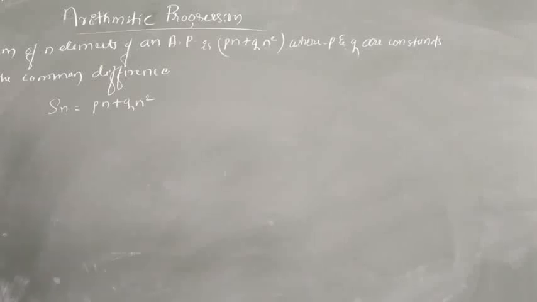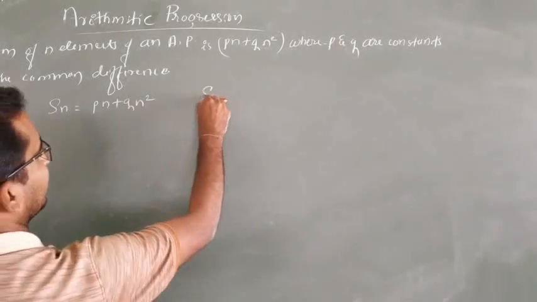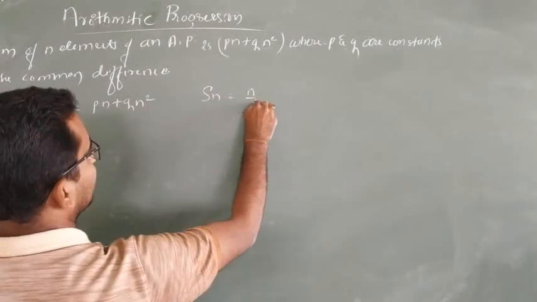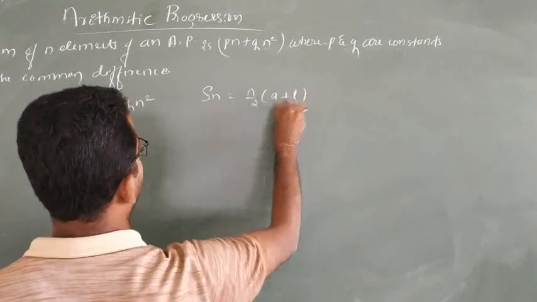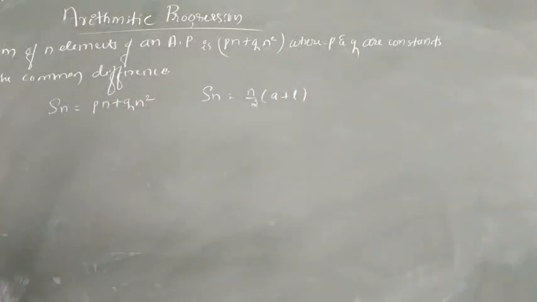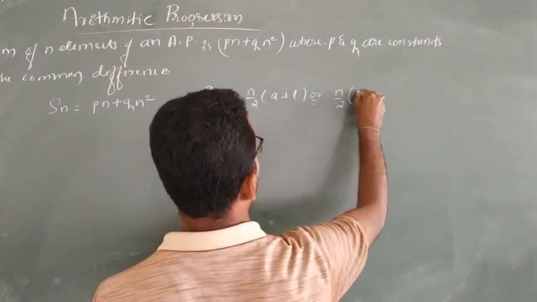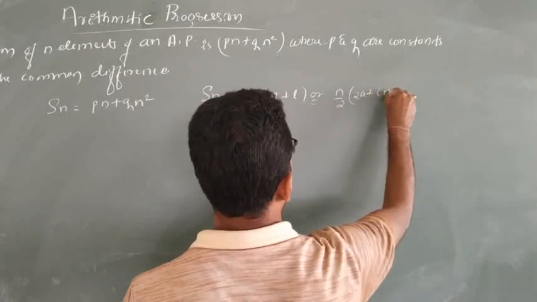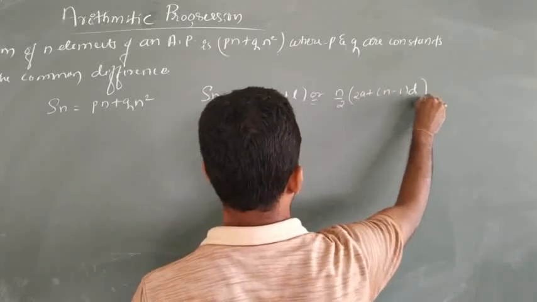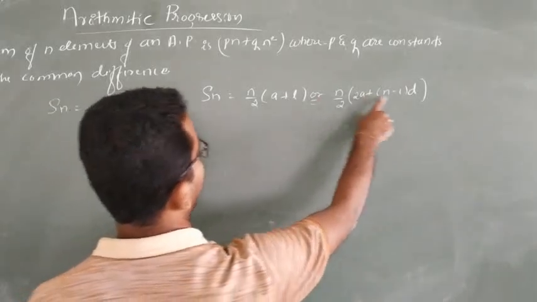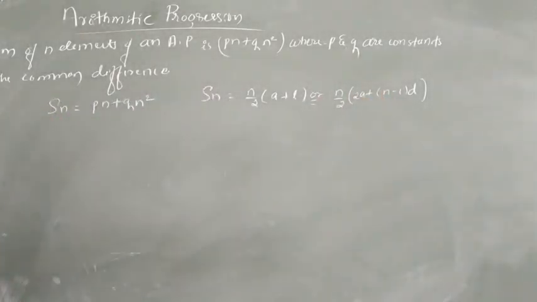Okay. So what is the formula for Sn? That is n by 2 into a plus L. Now what do I have to find out? What can we write instead of a plus L? Another form: n by 2 into 2a plus n minus 1 into d. Here d does not come, here d comes. That is 2a plus n minus 1 into d, because we have to find the common difference.